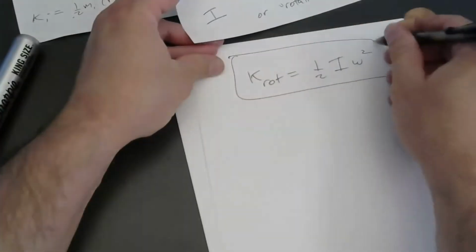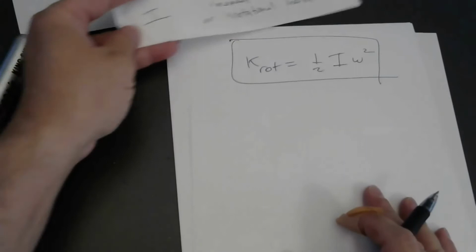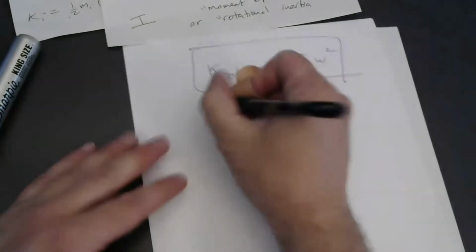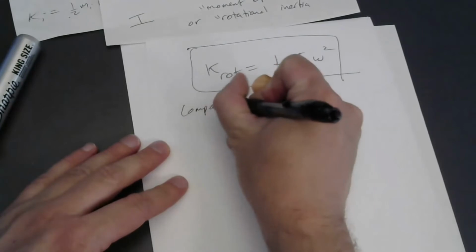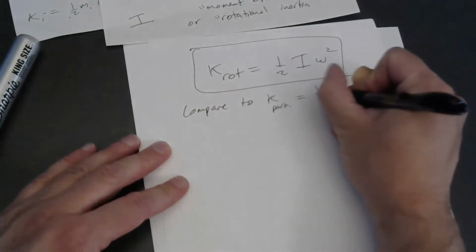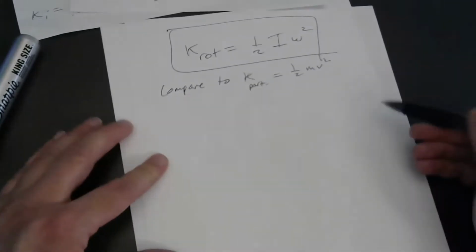There it is. The first formula from this chapter that you should memorize. You don't want to be going to the note card for this. If you're going to the note card, that means you probably didn't learn this stuff well enough. And it shouldn't be difficult to memorize because compare it to the kinetic energy for a particle, 1/2 mv squared. Do you see how similar they are?